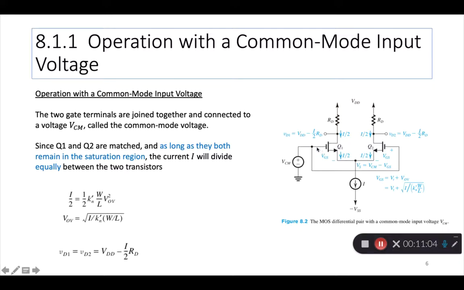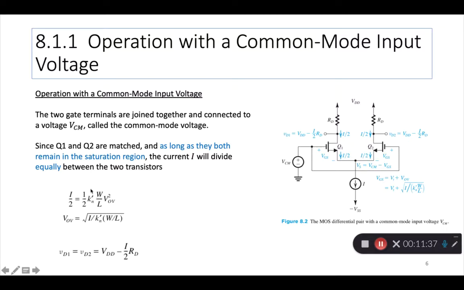And we know that there is no gate current in a MOS device. So the I by 2 goes all the way from the drain through the transistor into the source and then goes out. But the important thing is that this I is divided equally between the two. This is only true for common mode signal. Okay. So how will the current divide?